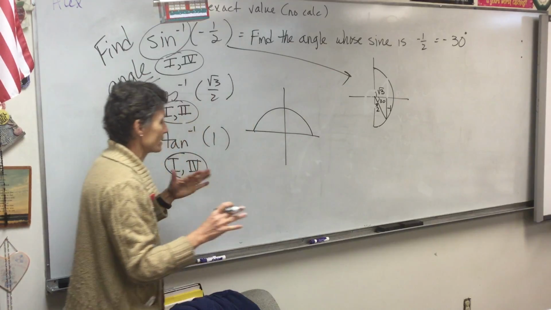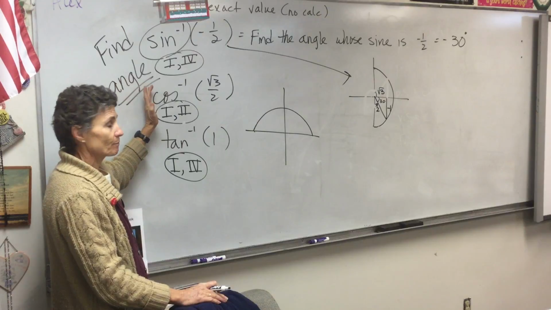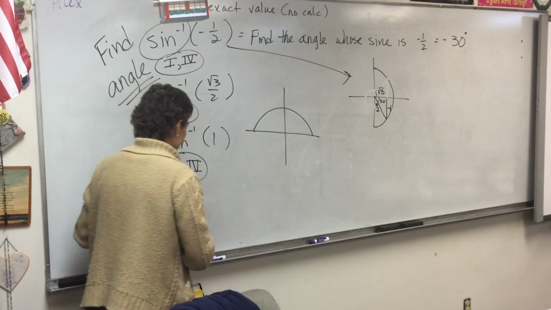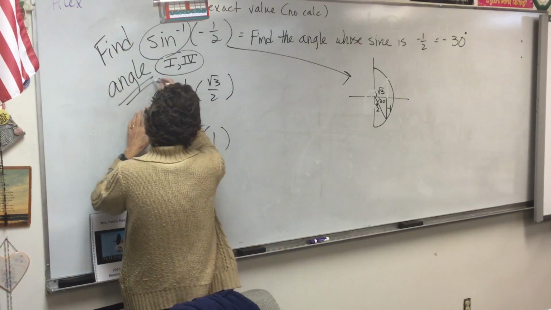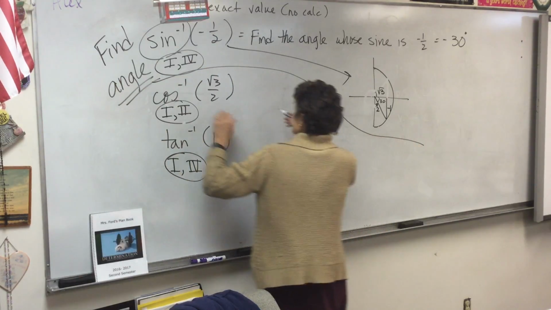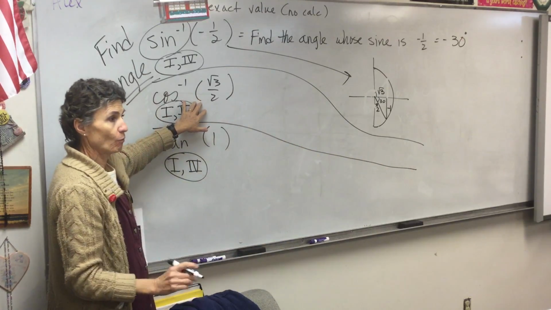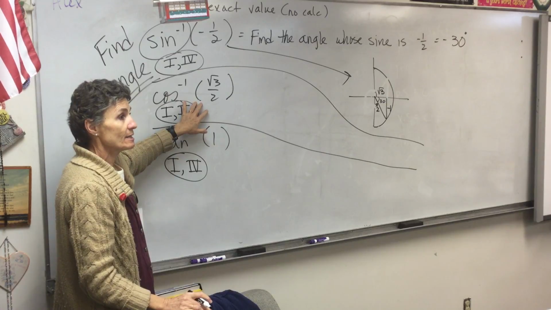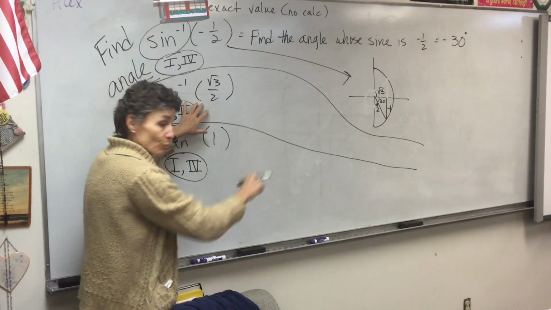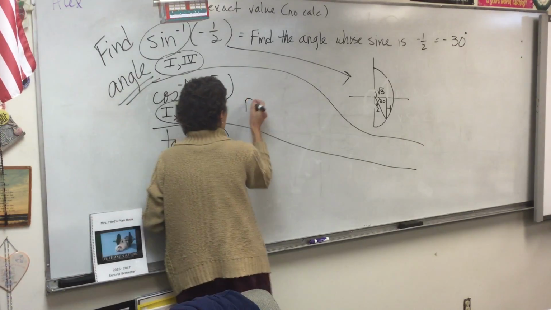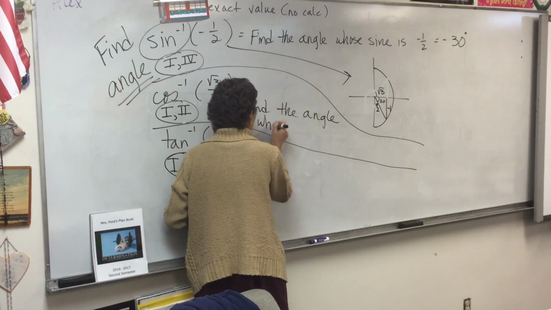We'll do some more. This is tricky. This is the hardest part of the chapter, I think. Okay, so now we're going to do this one. Things are getting kind of cluttered here. What does this problem right here say in words? What am I looking for? Find the angle whose cosine is √3/2.